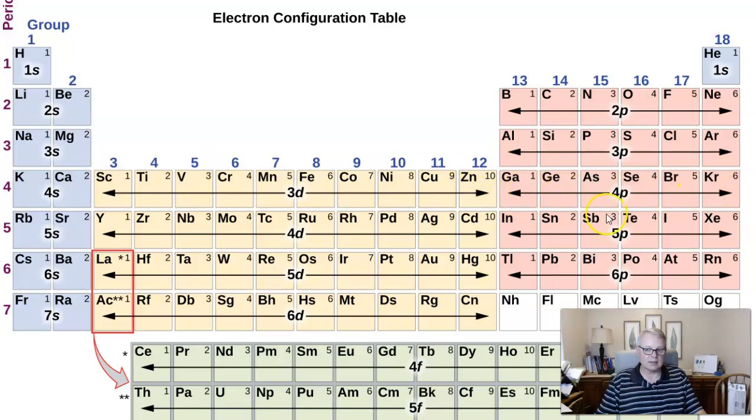So 4p6, 5s2, 4d10, 5p6. Okay, here's where it gets kind of fun. We're going to go 6s2, but these, remember, fit in here. So we're going to go down here first. So 6s2, 4f14, and then we're back to the D's, 3, 4, 5, 5d10, and then we're back to 6p6.